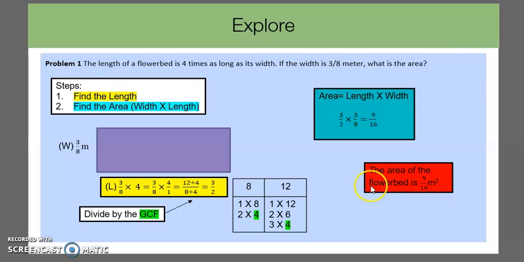And it's important when we're dealing with area that our units are squared. So since we have meters, we put meters squared. Now we're ready to look at our next problem.